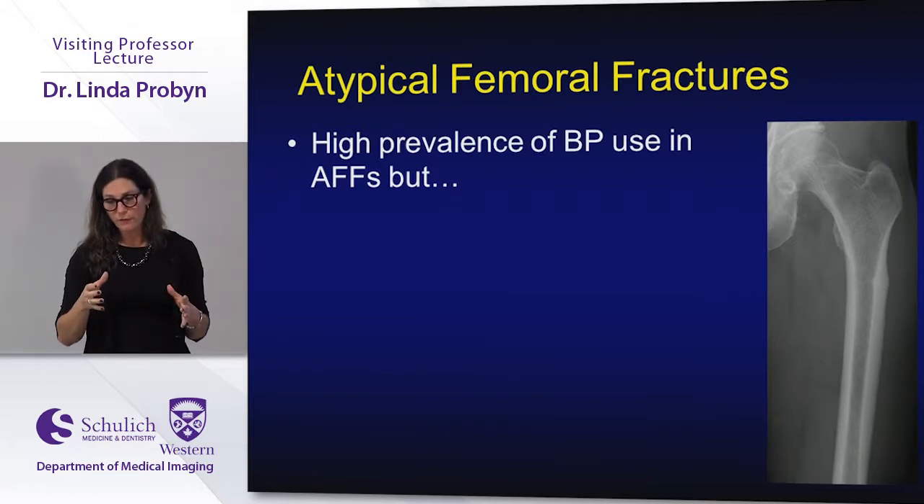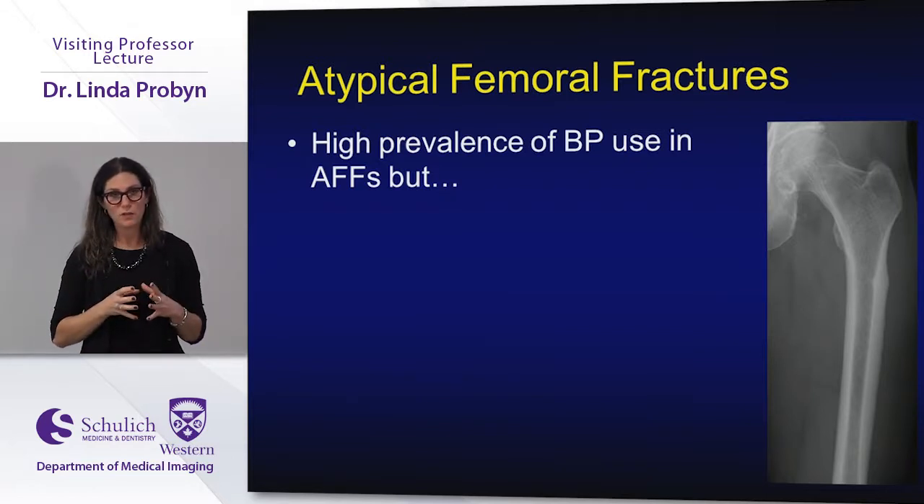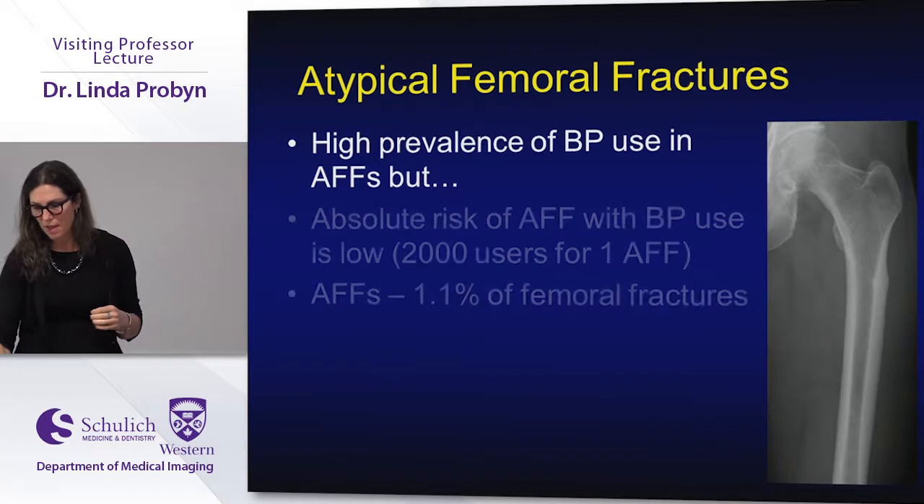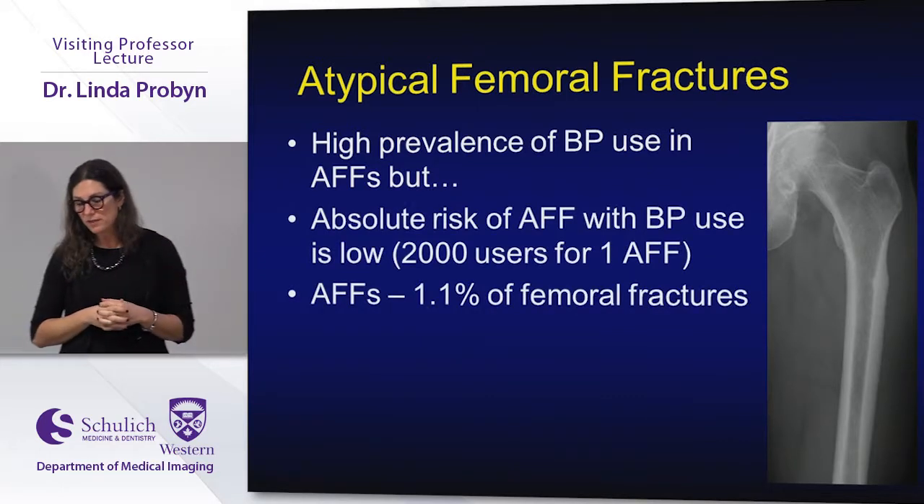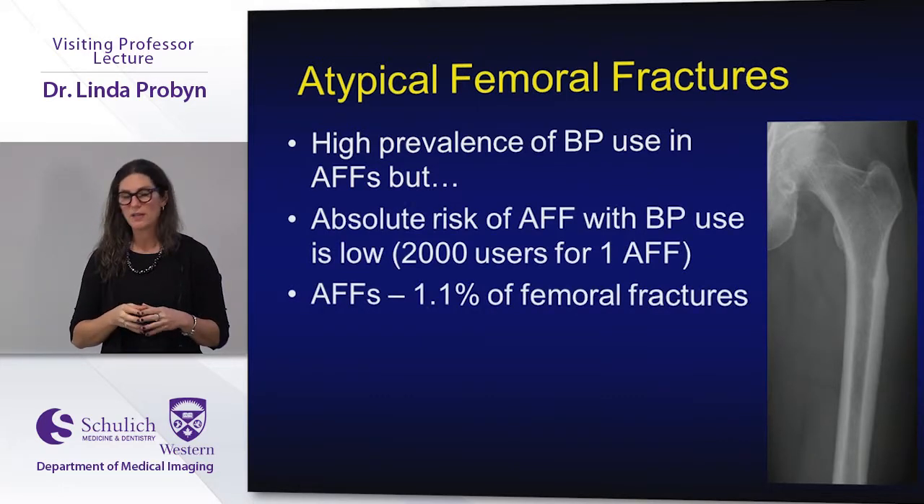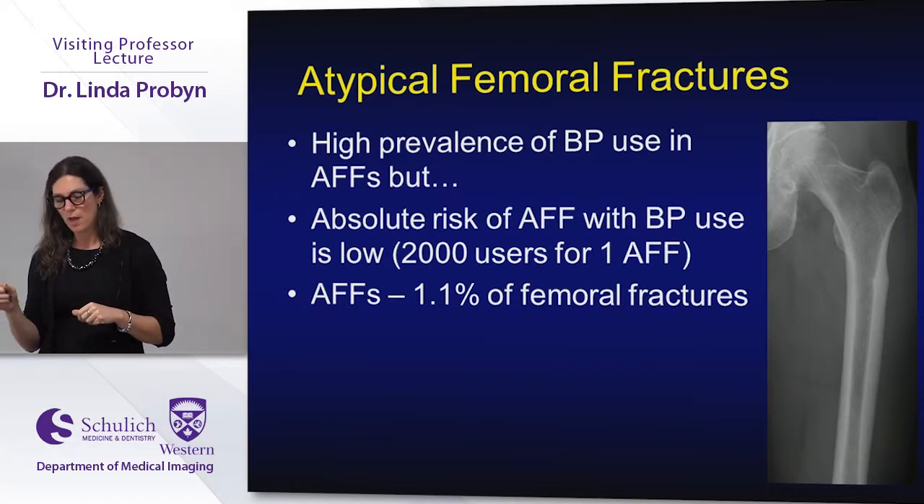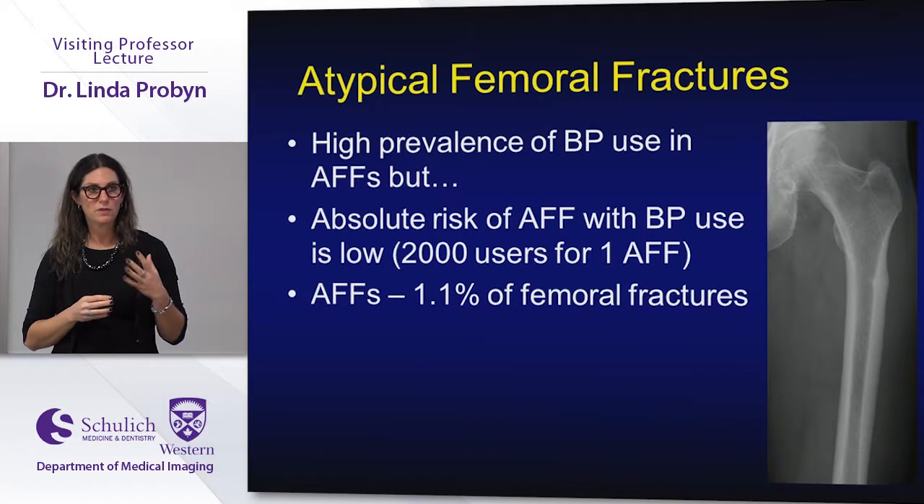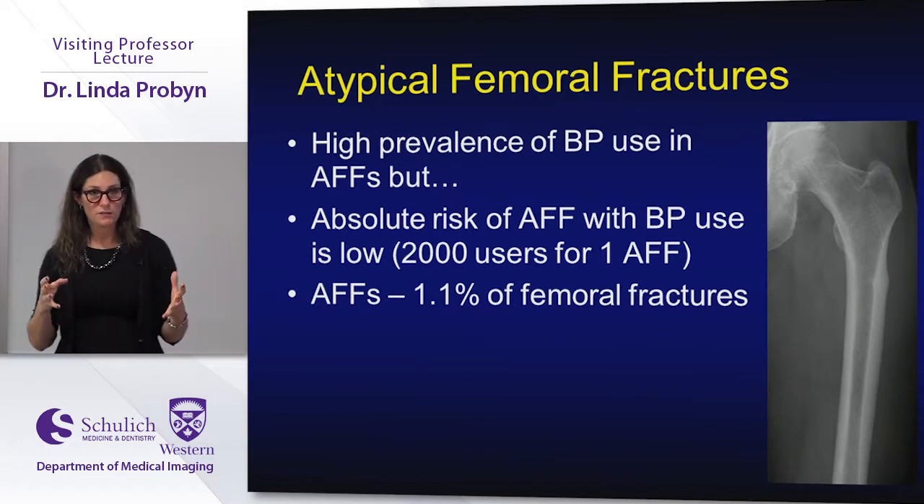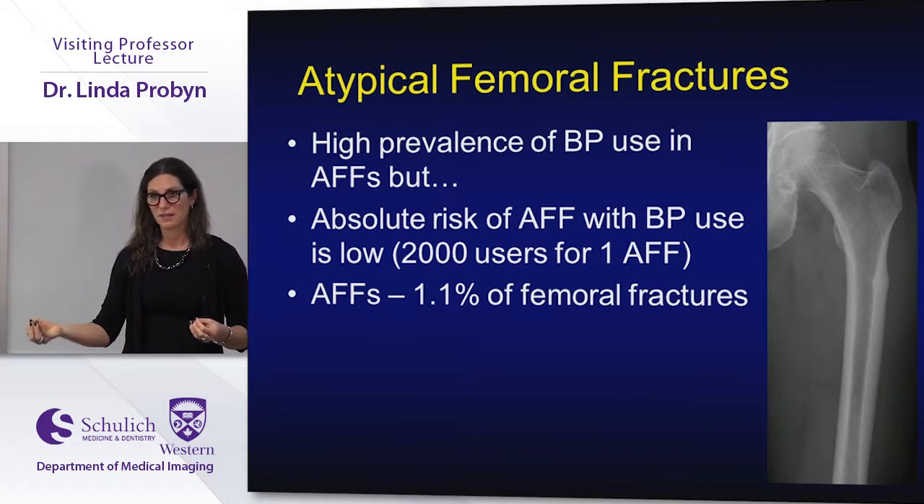So we are definitely seeing a high prevalence of bisphosphonate use in atypical femoral fractures. But the absolute risk of atypical femoral fractures with bisphosphonate use is low. So 2,000 users for 1 atypical femoral fracture. So the bottom line here is the use of bisphosphonates outweighs the risk of having an atypical femoral fracture.